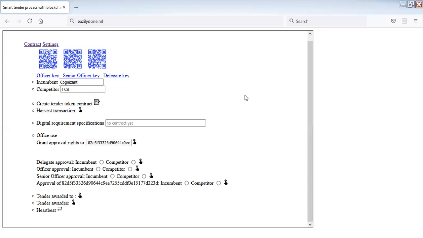And the choices of all the officers will be taken into consideration to arrive at a majority, so that based on the majority opinion, the tender will be awarded to the most preferred supplier.